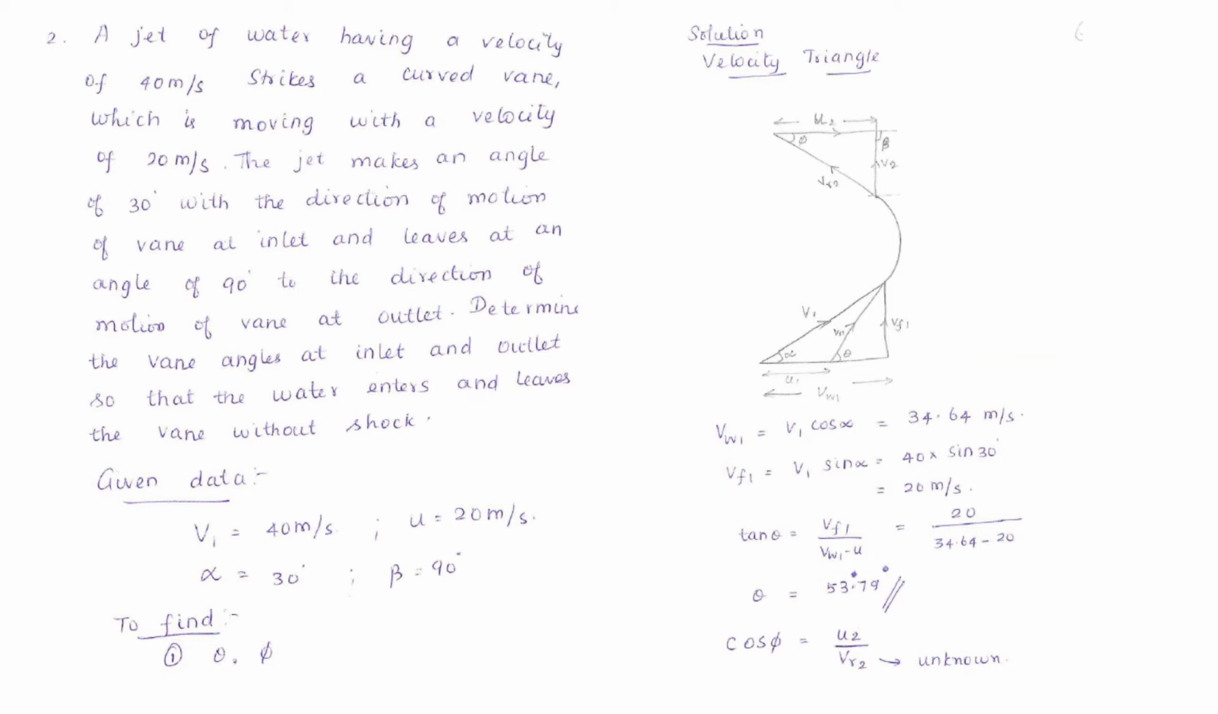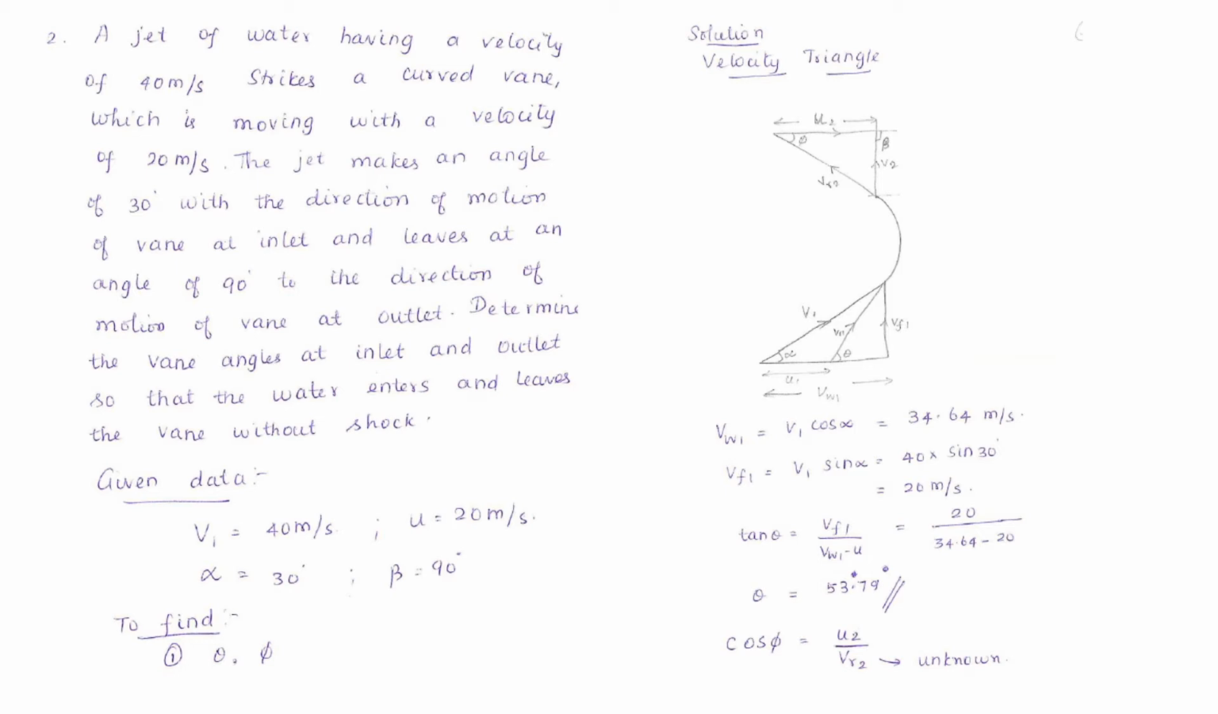What do you have to find? We have to find the vane angle at inlet and outlet. So that is theta and phi. So how to solve this problem? For that we have to draw the velocity triangle. What is the velocity triangle? You have to draw the curved vane, the inlet velocity triangle and the outlet velocity triangle.